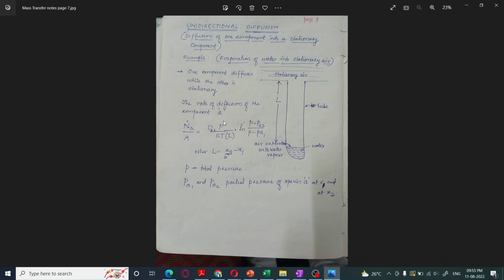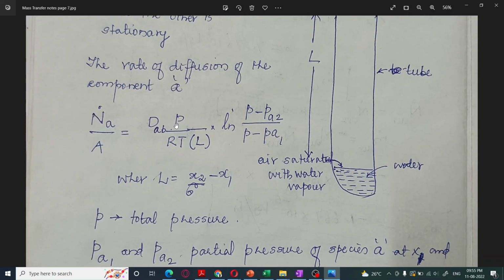Now in this case, it has been derived that the rate at which water is evaporated into dry air, or into air which is stationary over this height, will be given by DAB into total pressure divided by R bar T into distance into log of (P minus PA2) divided by (P minus PA1). All these equations are there in the data book. You need not even learn this by heart. Even though it's easy to learn, you need not learn this by heart.